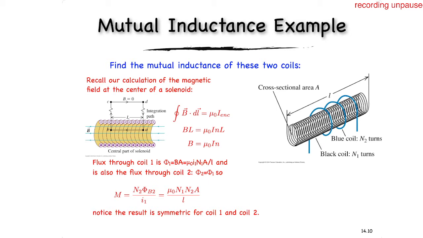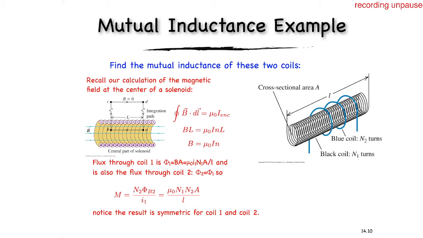And so I can write the mutual induction as N2 times the flux through circuit 2 divided by the current in circuit 1. That's our definition of mutual induction. So I keep my N2. My flux I get from right here, mu naught N1 A over L. And when I divide by the current, it cancels out that I1. And I get a mutual induction here that depends on the area of the solenoid, the number of turns of each of the two solenoids, and the length of this one that's generating the field.